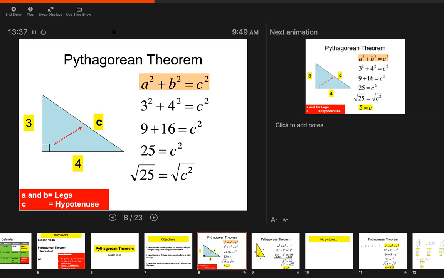53. Squeeze it. 49 and 64. Square roots, 7, 8. Are you closer to 49 or you're closer to 64? 49. You are closer to 49. Now remember, if you were halfway, the answer would be 7.5. Are you halfway? No.